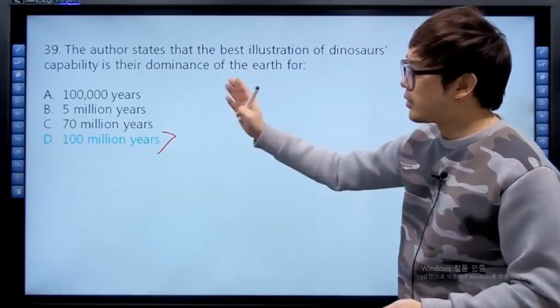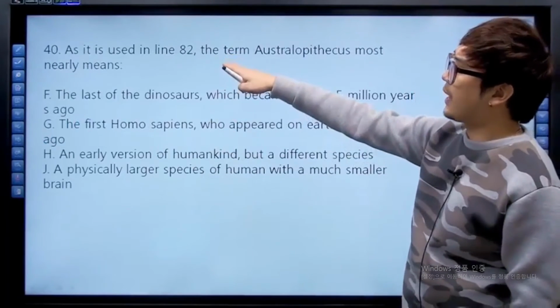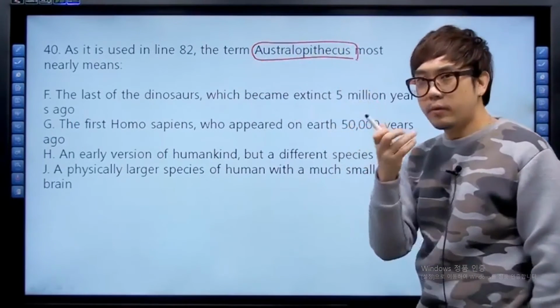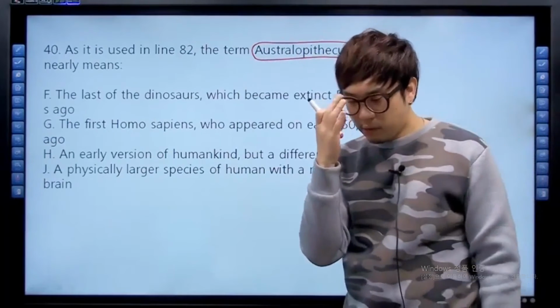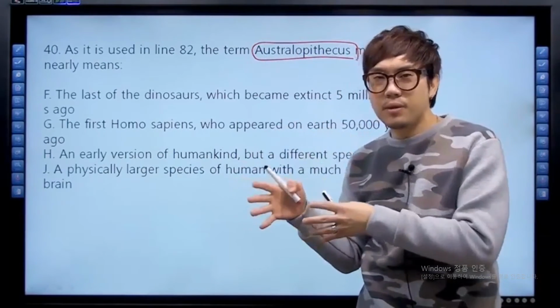Okay. So anyways, 100 million years. And the last question, 40. As it is used in line 82, the term Australopithecus, of course, this human order, right? Australopithecus, and you have the Cro-Magnons, and you have the Homo sapiens.